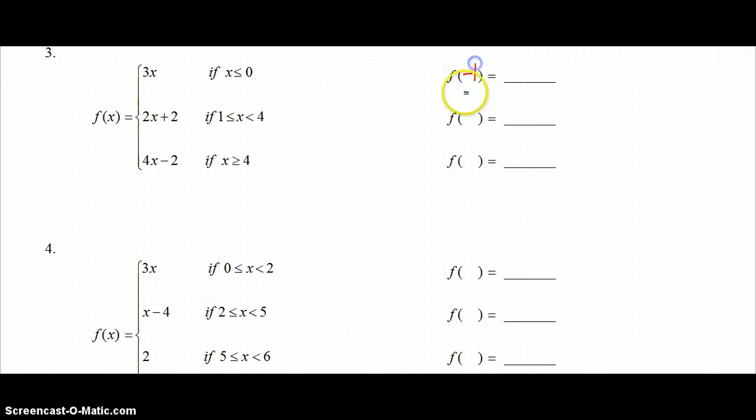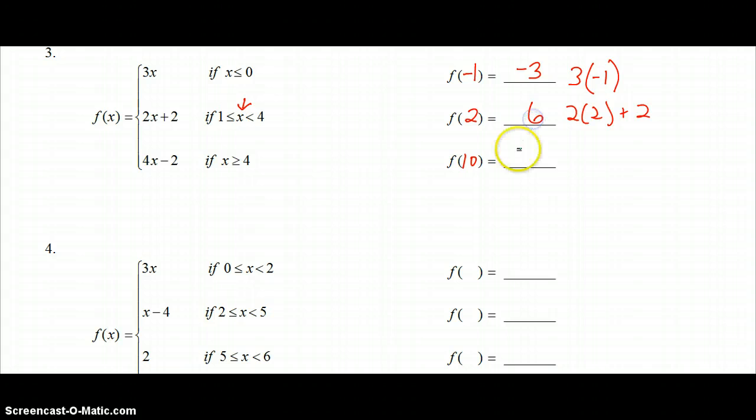I'm going to use the values negative 1, 2, and 10. In this case, negative 1 falls into this domain, x is less than or equal to 0, so I'll use the equation 3x, or in this case, 3 times negative 1, or negative 3. When my x value is 2, it's going to fall into that domain, so it'll be 2 times 2 plus 2, or 4 plus 2, or 6. The last value I'm going to use is 10, so that will fall into this domain, anything that's greater than or equal to 4. So 4 times 10 minus 2, which is 40 minus 2, or 38.